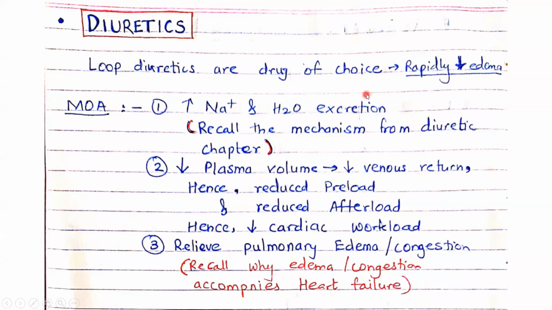So loop diuretics are the drug of choice because they rapidly decrease the edema. If you remember, they are the strong acting diuretics. So mechanism of action, you have to recall from the diuretic chapter that they increase the sodium and water excretion. How do they do that? If you don't remember now, you can refer to the diuretic chapter audio and video wherein loop diuretics are explained.